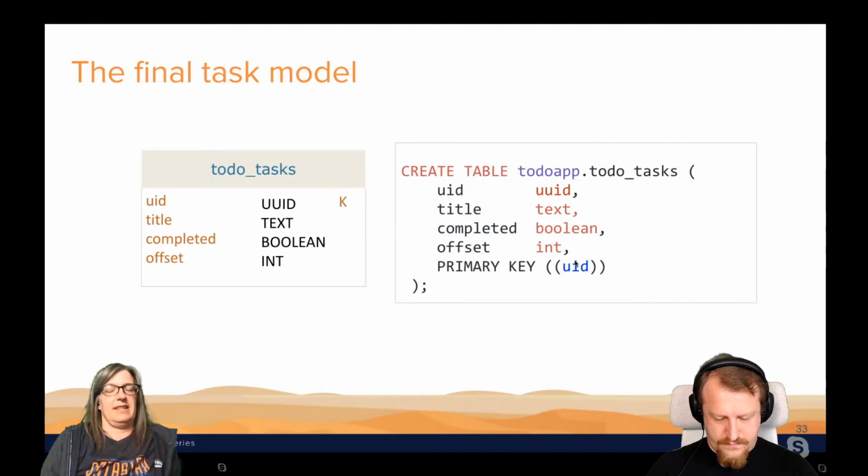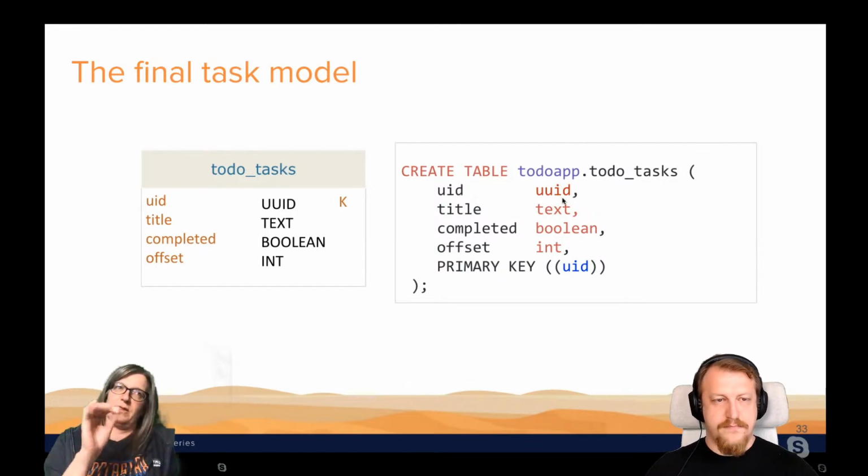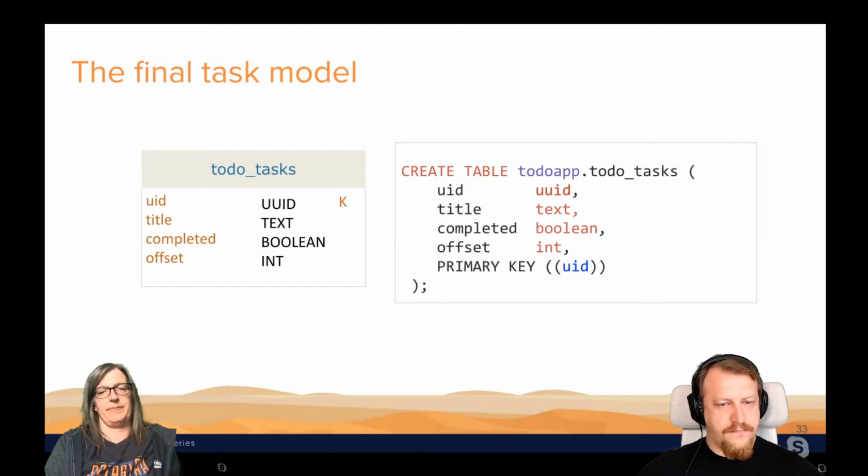It uniquely identifies the task. So we have the unique identifier. We're using that in order to uniquely identify the task, so we can have several tasks of the same name or several tasks of the same status.